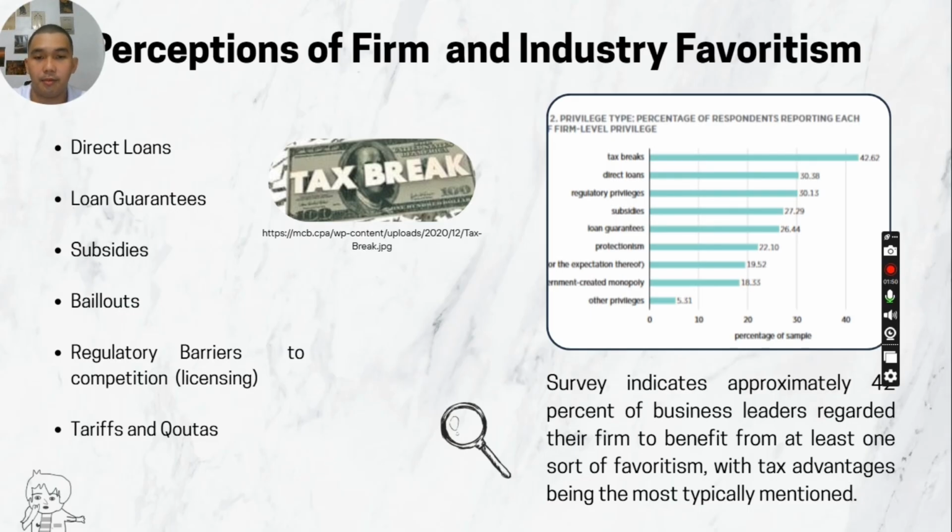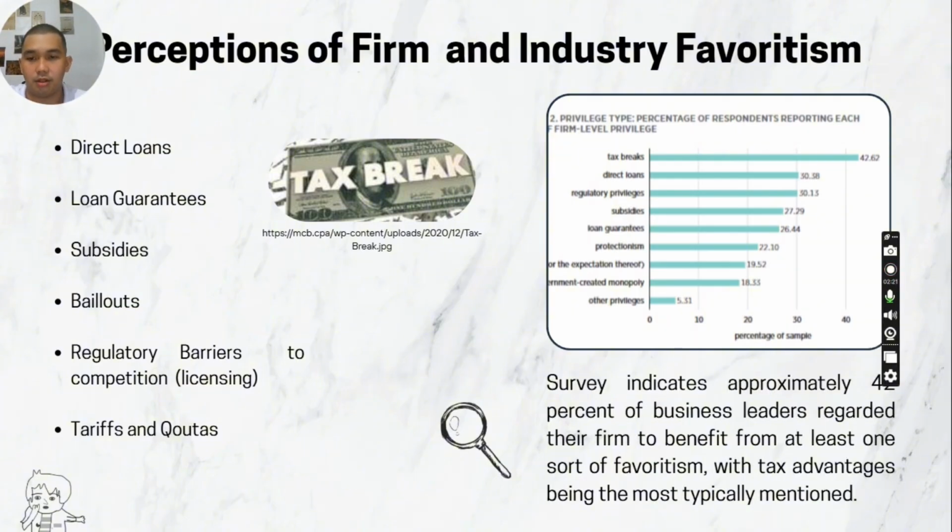In the case of surveys, approximately 41 to 61% of business leaders perceive that their firm is benefiting from at least one form of favoritism. Tax break is the most commonly reported, in which there's a concept of the diversification of value and profits within the favoritism itself.